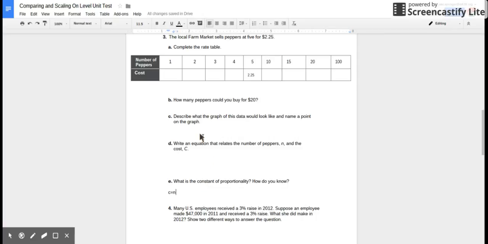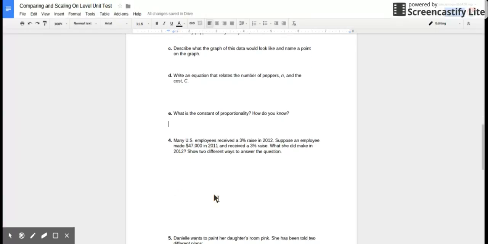Now you can also use the constant of proportionality to find the difference between these values up here. As the pepper increases by 1, how much is the cost increasing by? And notice how the cost increases consistently by the same amount. So that could be one way of helping describe how you know what the constant of proportionality is.